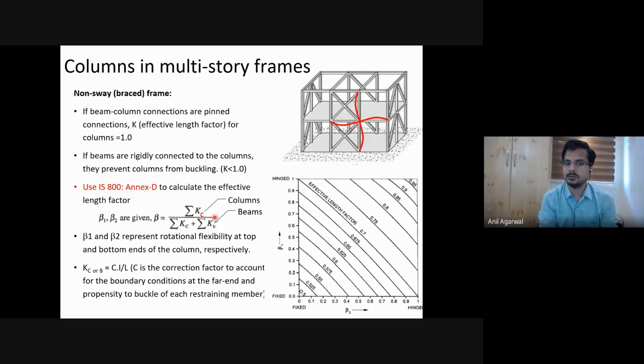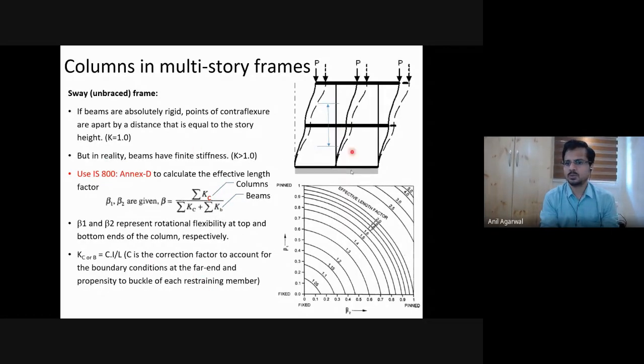Now, what is this K value? This is not the effective length factor. The K value, Kc or Kb, either one, is basically equal to C I divided by L. C is again a correction factor. We'll talk about it. I is the moment of inertia of the member that we are looking at, divided by length. Okay.